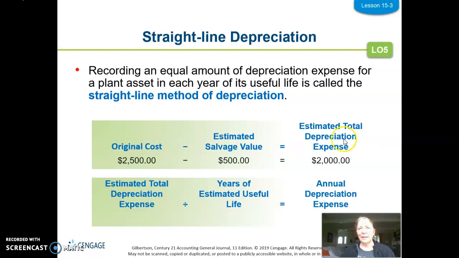And then we're going to take that estimated total depreciation and divide by useful life to get an annual amount that we're going to depreciate. So you can see for an asset there, we said originally $2,500, salvage at disposal we'd get $500, so $2,000 over 5 years we would do $400 per year.